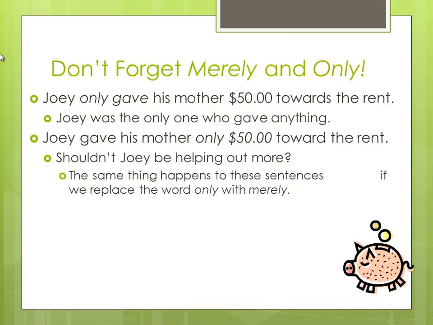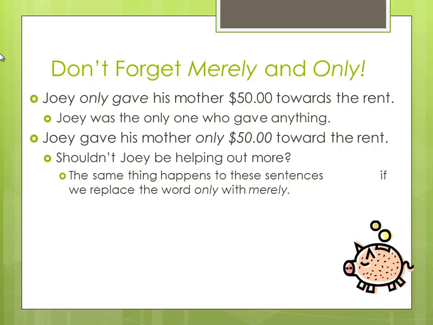And don't forget merely and only. Joey only gave his mother $50 towards rent. And then, Joey gave his mother only $50 toward the rent. So the first one is Joey was the only person. And then the second one was talking about amount. Shouldn't Joey help out more than $50? $50 seems kind of small.